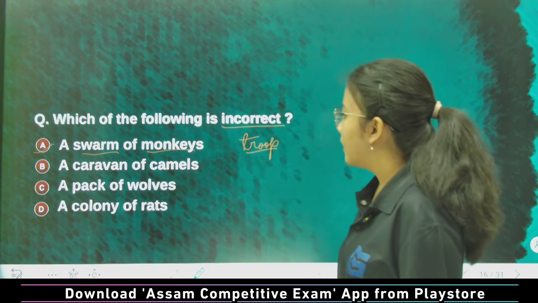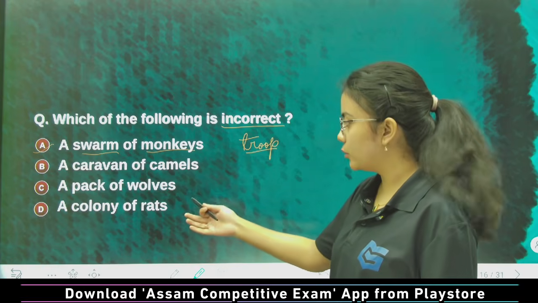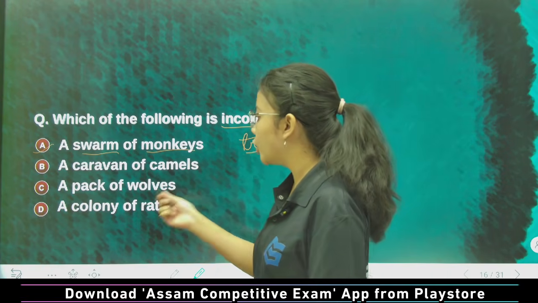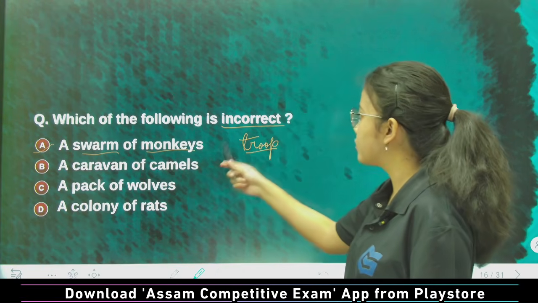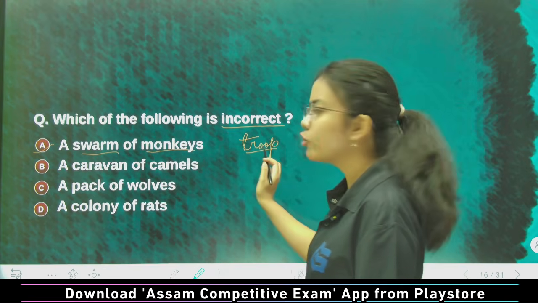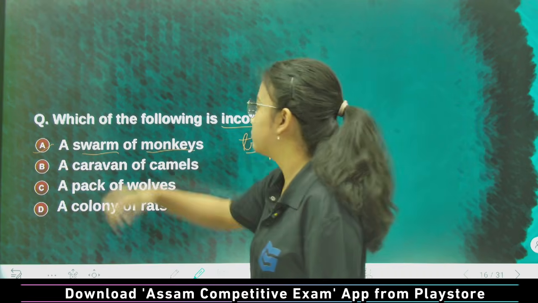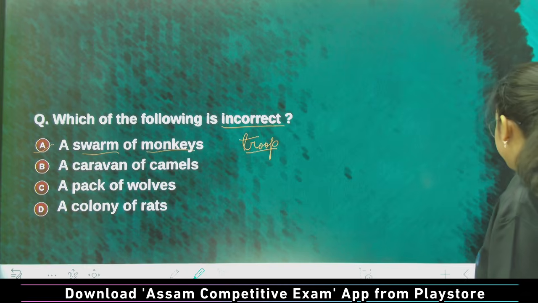Yeah, a caravan of camels or a pack of wolves, this is a common phrase. A colony of rats, but a swarm of monkeys, this is wrong, because monkeys are like a troop. So this option will be the correct answer.